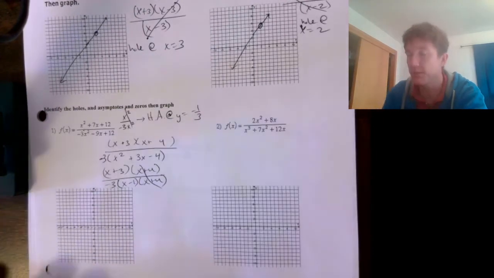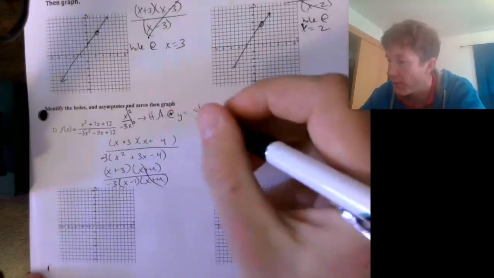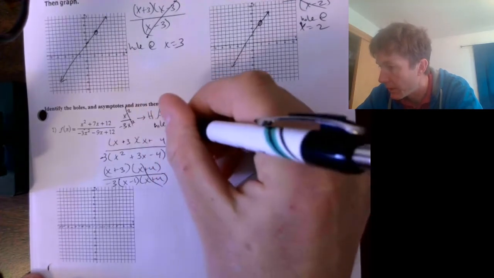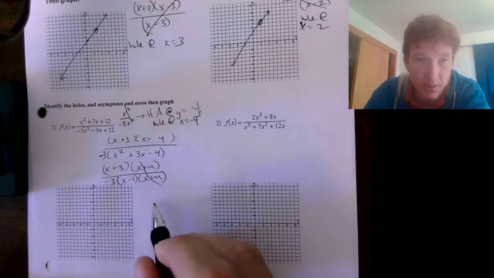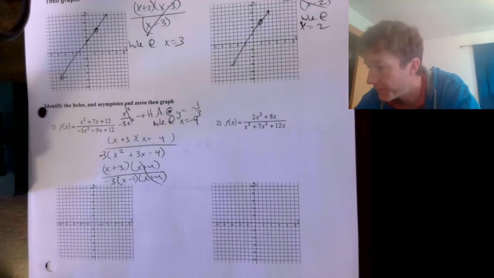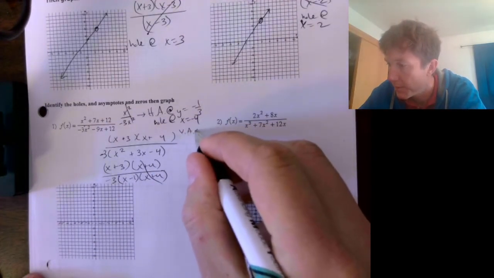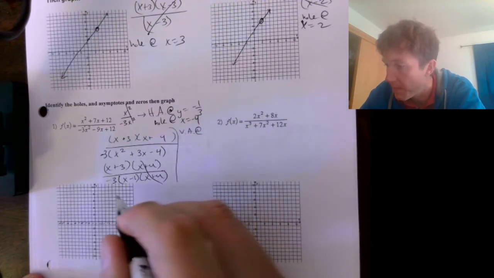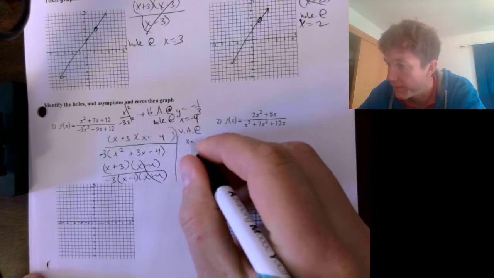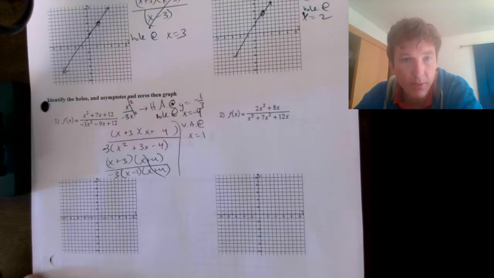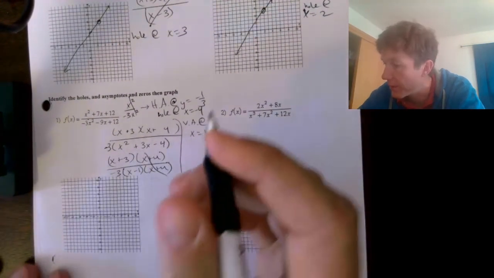Okay, so those will cancel. So I have a hole. I'm going to have a hole here at x equals negative 4. That's because I was able to cancel out those factors. I'll have a vertical asymptote at x equals 1. And those are going to be my defining characteristics of this graph.